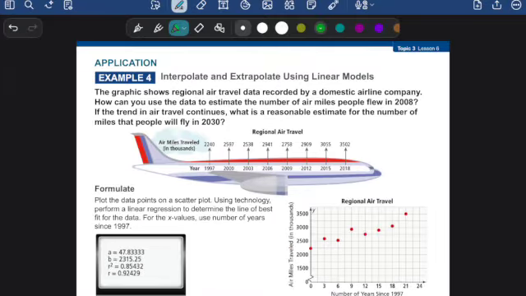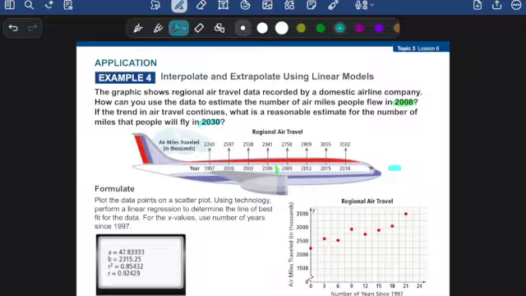Example 4. Here's another graphic showing regional air travel recorded by a domestic airline company. How can we use this data to estimate the number of air miles people flew in 2008? So if we look at this, 2008 is not in our data set, but we can use our best fit line, an equation for best fit, to make that prediction. Then we also want to make a prediction for how many miles people will fly in the future in the year 2030. That's going to be over here, far to the right on our data set.